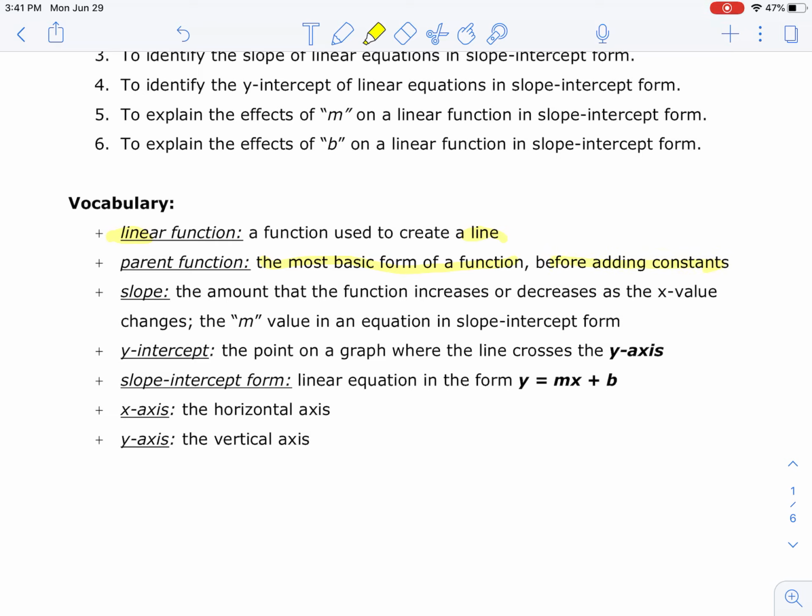Slope. Slope is the amount that the function changes as the x value changes, the m value in an equation in slope-intercept form. So the y-intercept is the point on a graph where the line crosses the y-axis, also known as the starting point of any graph or situation. Slope-intercept form is your y equals mx plus b, where your m is your slope and your b is your y-intercept.